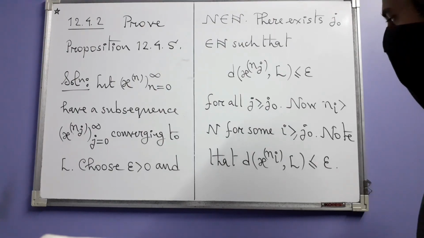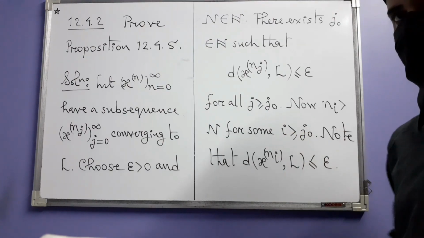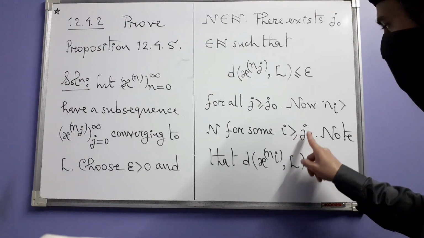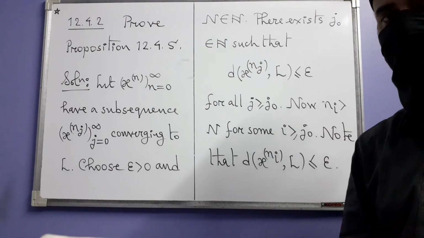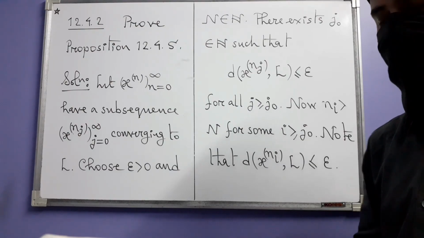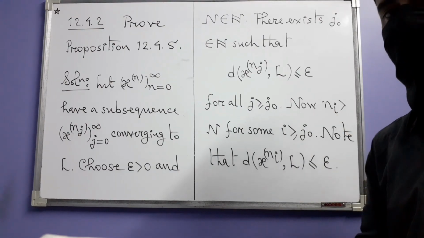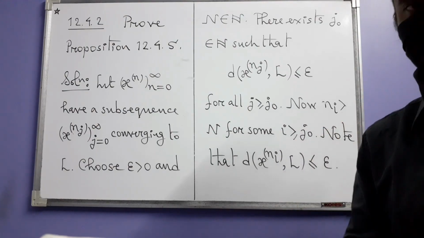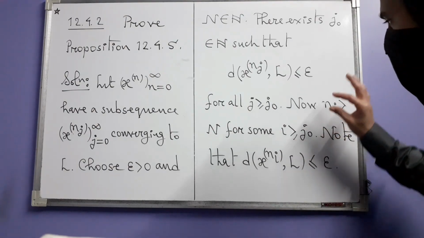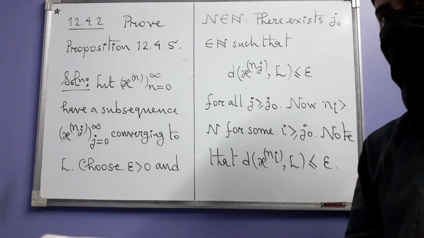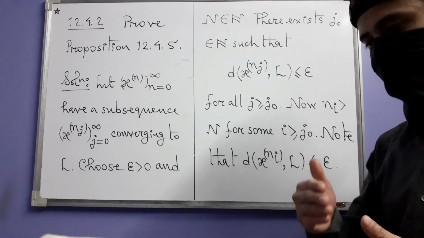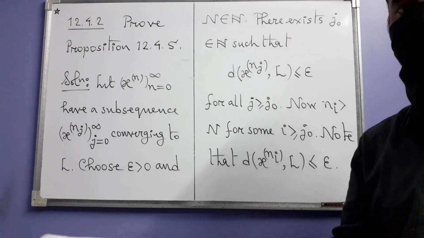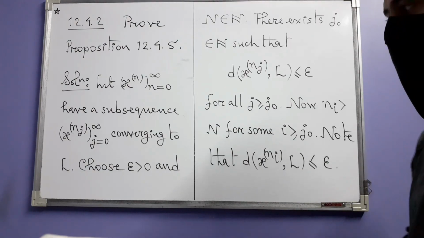Alright. Now besides these i's, what other i's do you have? Those i's which are less than j_0. But because i is itself a natural number, the other i's are finite in number. Corresponding to them, only finitely many n_i's are there. They are bounded above by something, namely, for example, the maximum of them, because there are only finitely many.